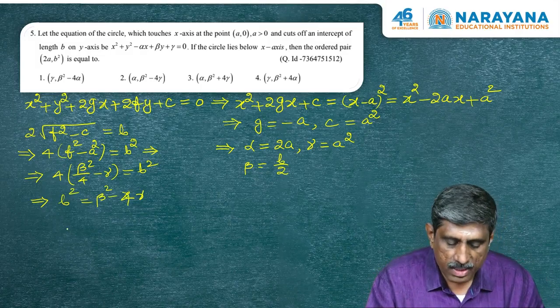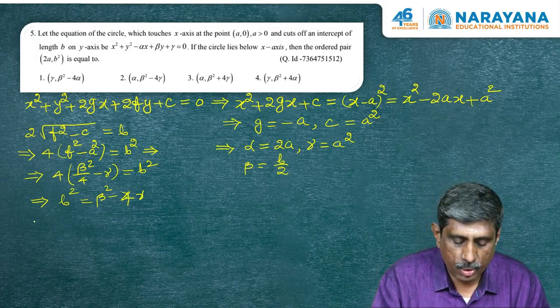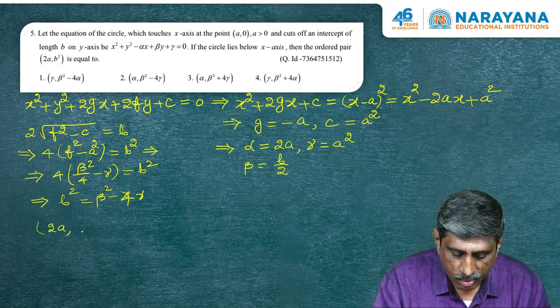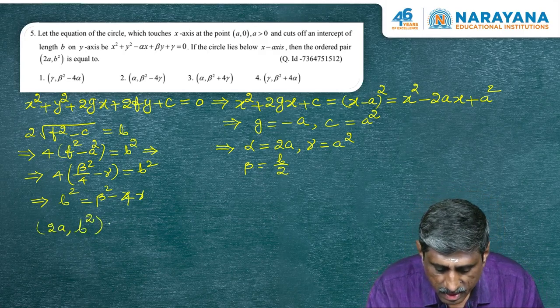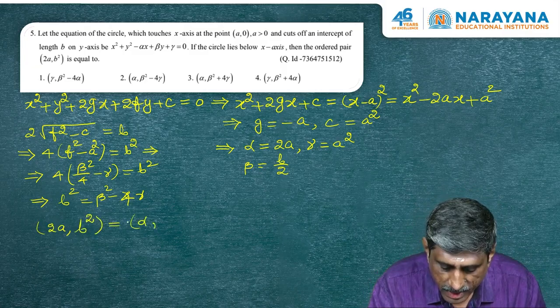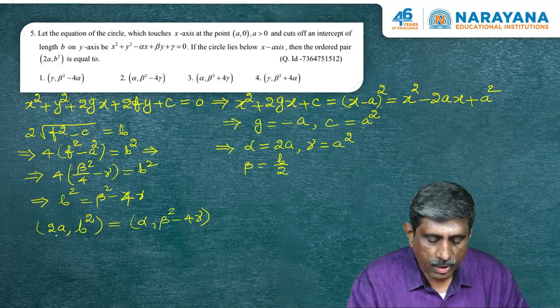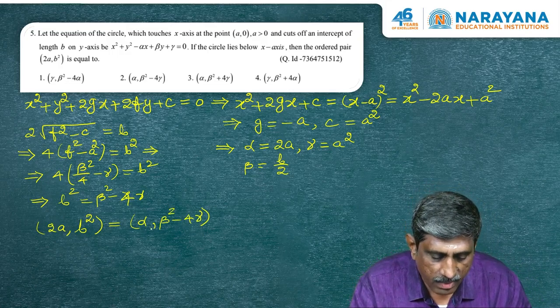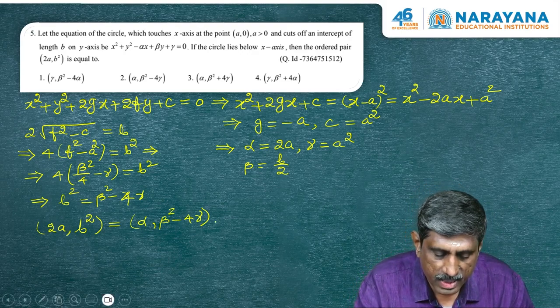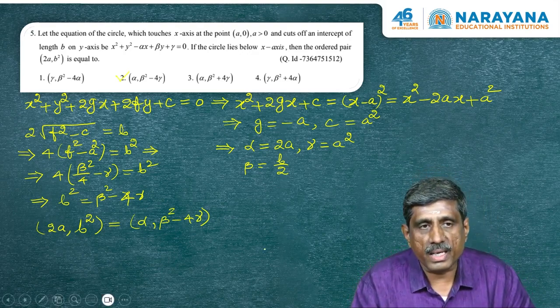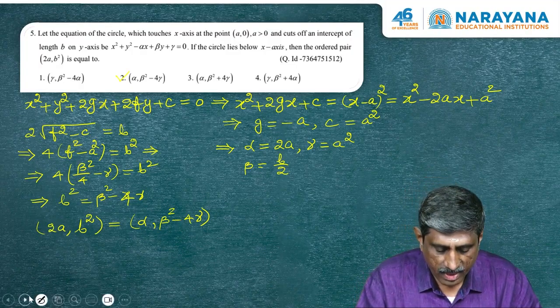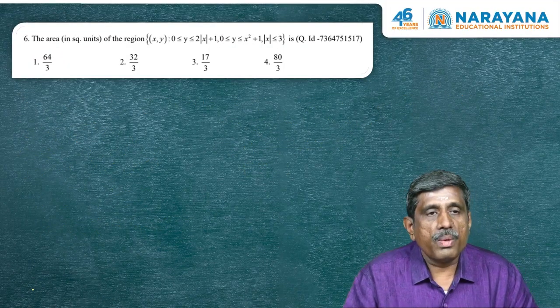Therefore, we are asked to find the value of 2a comma b square. So, that is equal to 2a. 2a is nothing but alpha and b square is nothing but beta square minus 4 gamma. Therefore, 2a comma b square is going to become alpha comma beta square minus 4 gamma, which is the second option, and we can identify the answer directly. That is the fifth question.